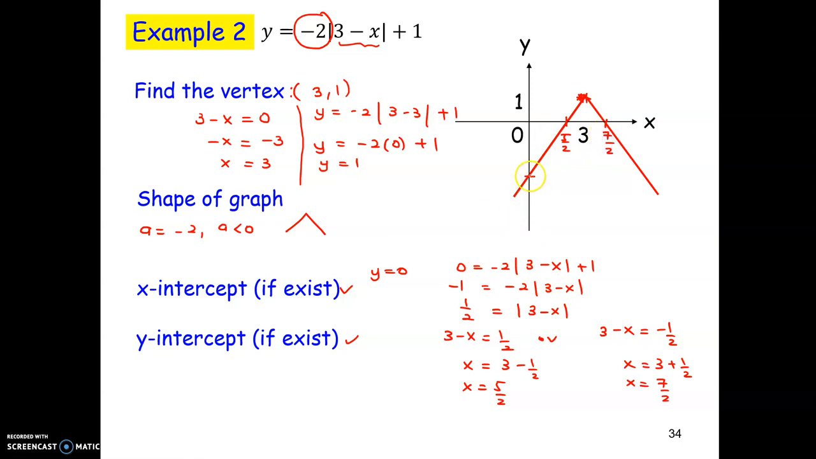So this one over here is when x equal to 0. If x is equal to 0, we got y equal to negative 2 times the modulus of 3 minus 0, plus 1. So negative 2 times 3 plus 1, which is negative 5. So that value over there is negative 5. And this is y equal to negative 2, the modulus of 3 minus x, plus 1.